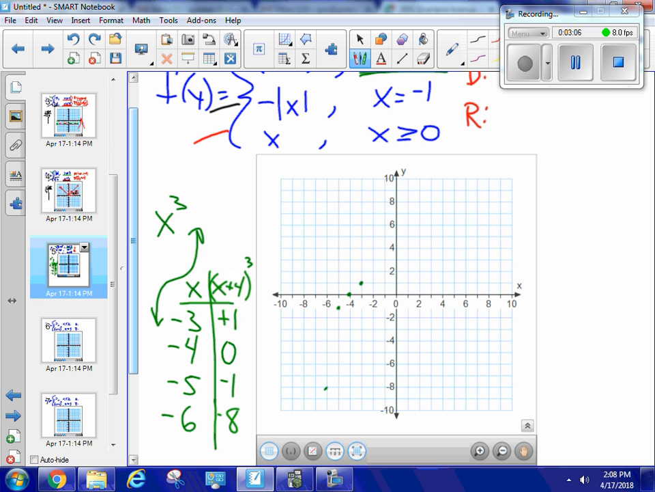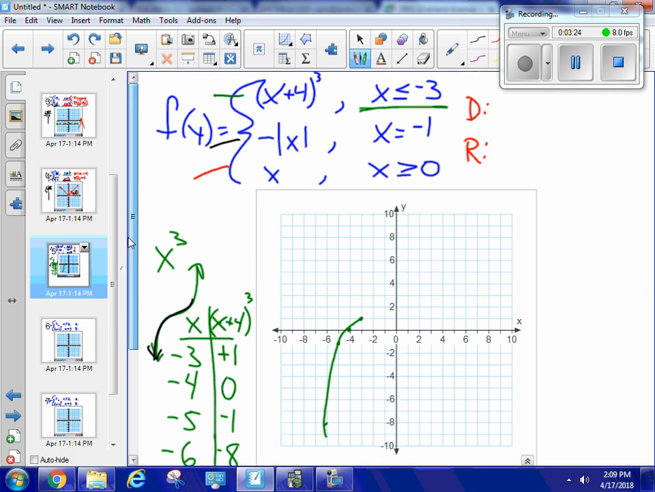So I think I am in this portion of the graph, it's just moved over a bit. So that looks like this. And it is less than or equal to negative 3, so that point is included. And this is going to keep going down as far as negative infinity. So that's my first piece.